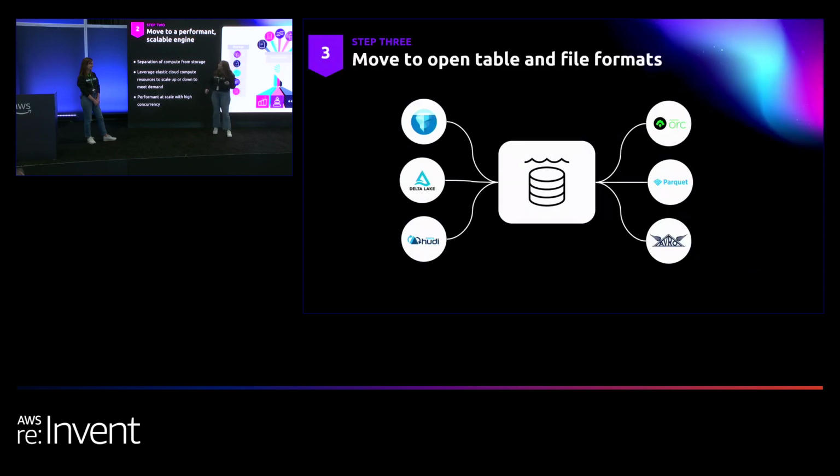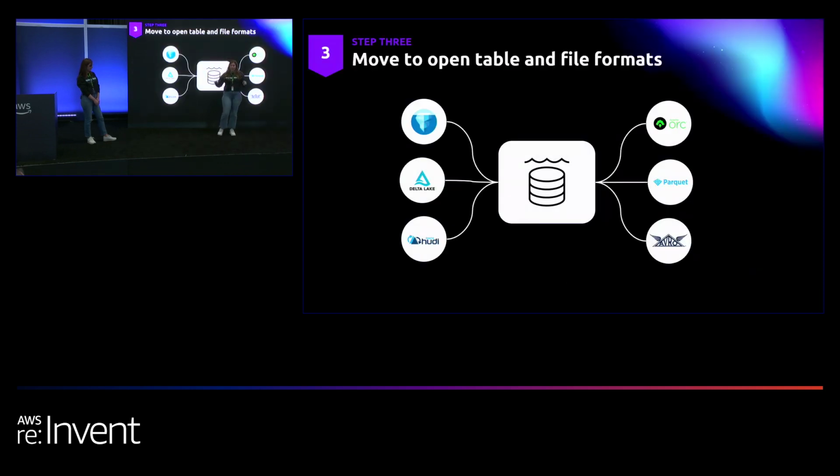So for our third step, what we're going to do is actually move to open table and file formats. I've already talked about this, but really it's that ability to up-level the ACID transactions that you have within your data lake and use those performant file formats, ORC, Parquet, and Avro, to really up-level towards that process that you need.